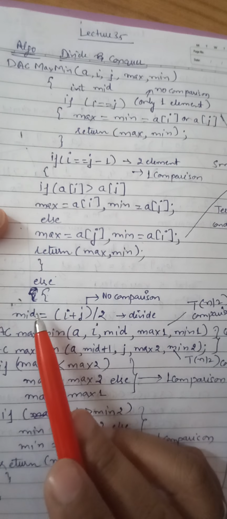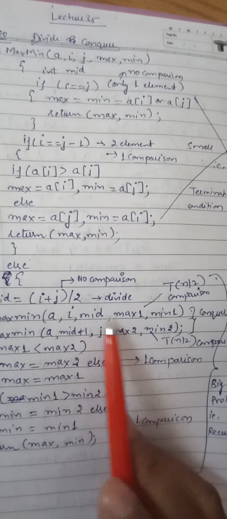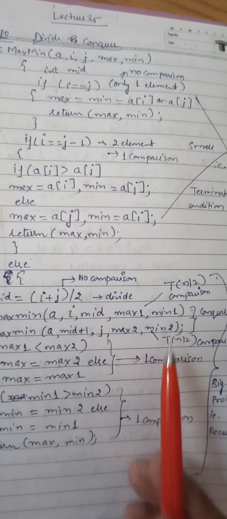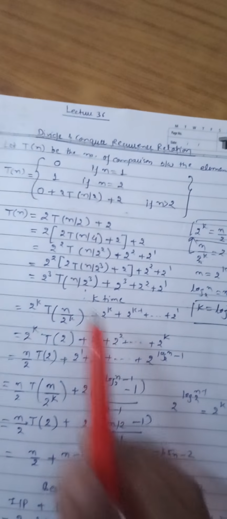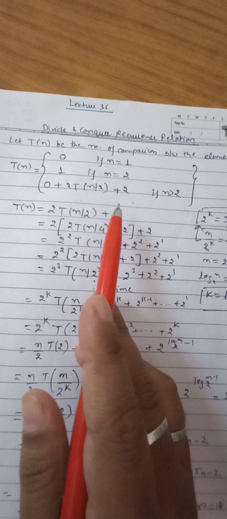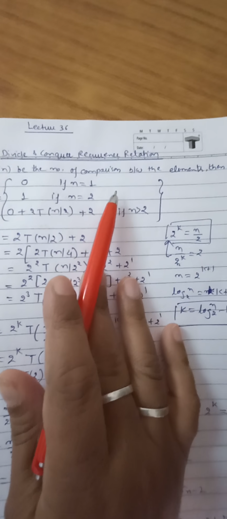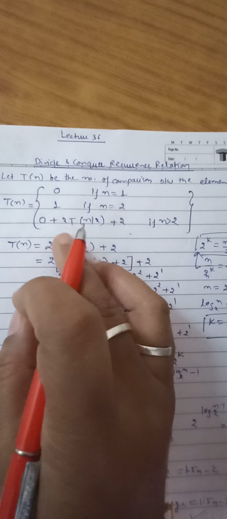From here we can see that when we are finding the middle element there is no comparison. When we are conquering, then for n elements, T(n/2) comparisons, n/2 comparisons two times, then 2 comparisons, one for maximum and one for minimum. So from here we can see that 0 plus 2T(n/2) plus 2. So let T(n) be the number of comparisons between the elements, then this will be the recurrence relation. So now we are going to solve it.